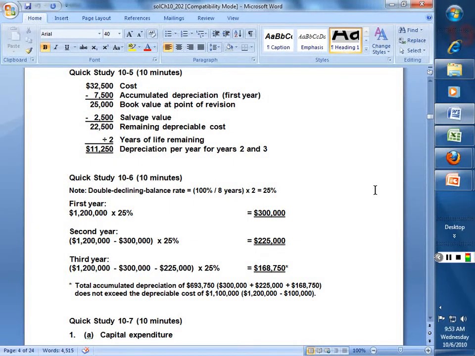Immediately, our book value drops down to $900,000. Shown there is 1.2 million minus 300. We get our second year. We then can move on, and there's some calculation there to show third year is cost, 1.2 million minus first year depreciation minus second year depreciation times 0.125. That 168,750, the asterisk there says, just to assure you, you didn't go below salvage. You're still okay.